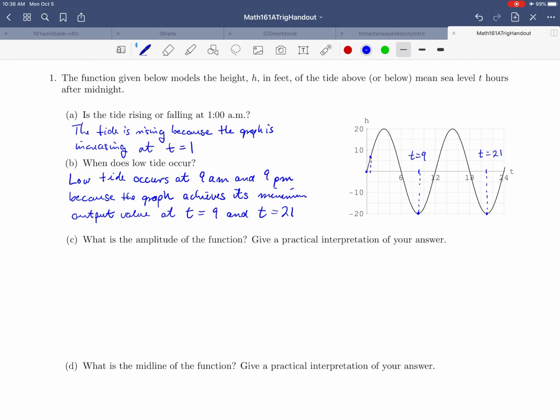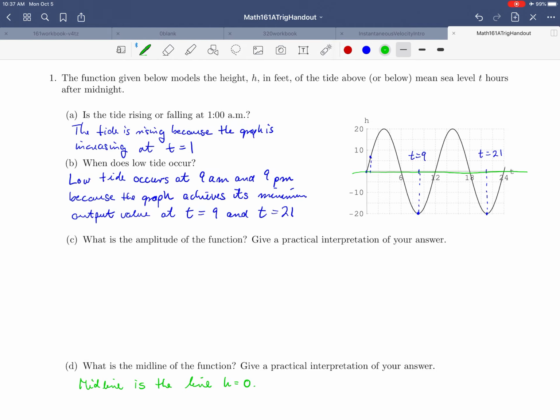what is the amplitude and what does it mean in the context of this problem. So going back to the definition of amplitude, it is the difference between the high point and the midline. So we also need the midline. Now the midline, and that's what part D is asking us about, in this case it's this line of symmetry right at t equals 0. So actually let's answer that question first. So the midline is the line h equals 0.